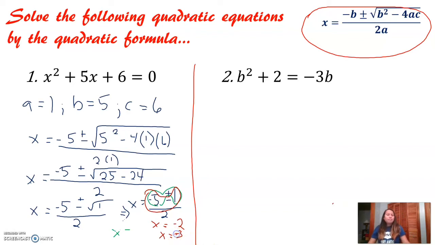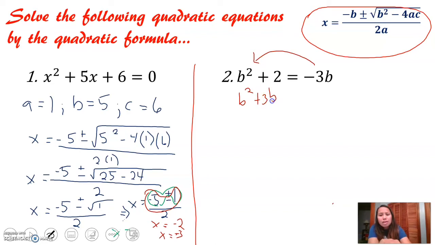Right. For number two, we should be rewriting this first in standard form. That's going to be b squared. I'm going to move this to the other side. That becomes plus 3b plus 2 equals 0. This is standard form. My a is 1. Notice b squared doesn't have any number here, so that's automatically 1.